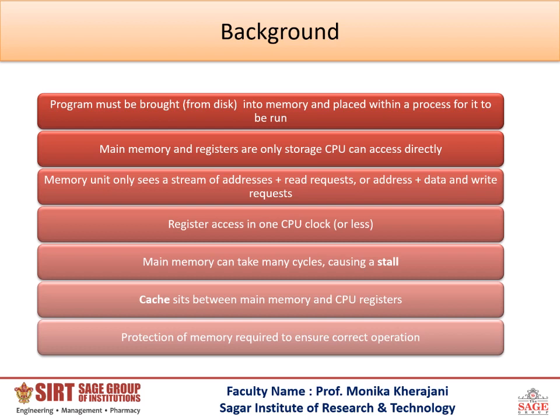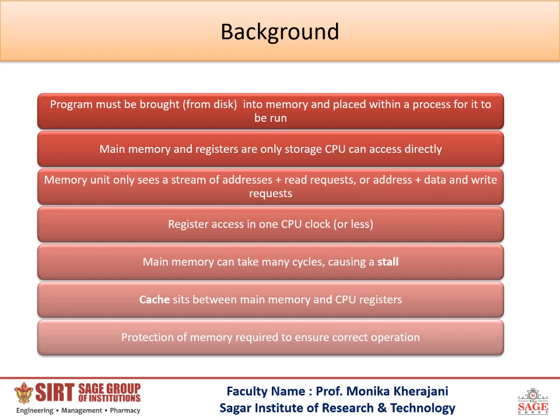Then main memory and registers are the only storage the CPU can access directly. The memory unit only sees a stream of addresses: read requests, address plus data, and write requests. Register access should take one clock cycle or less. Main memory can take many cycles. Cache memory should always sit between the main memory and the CPU registers.